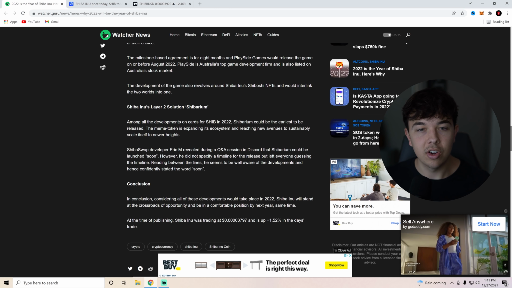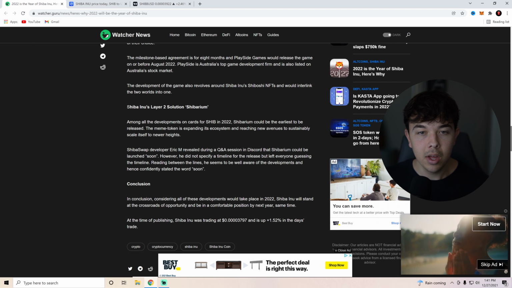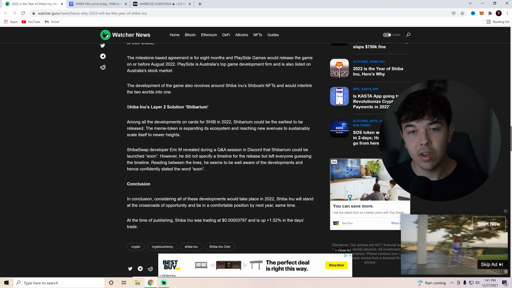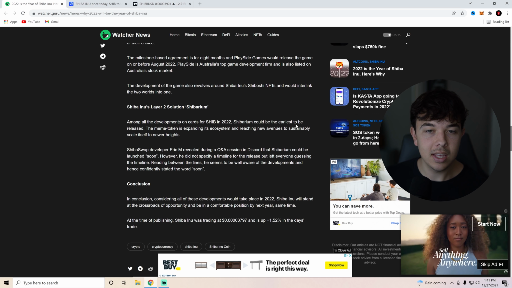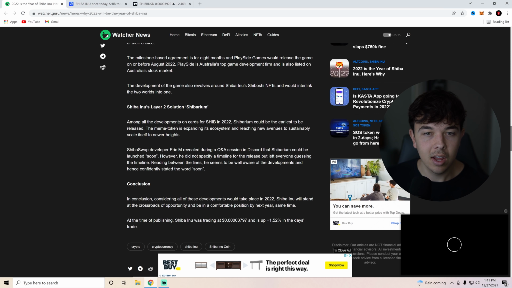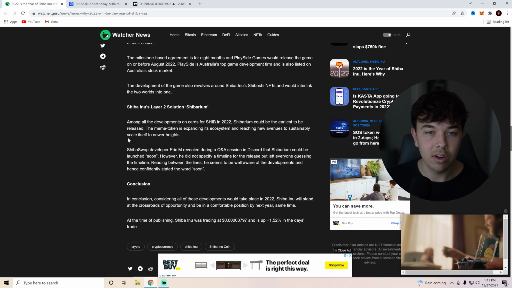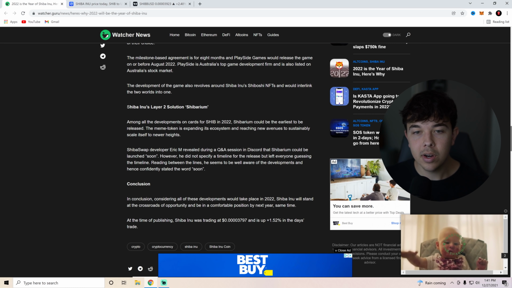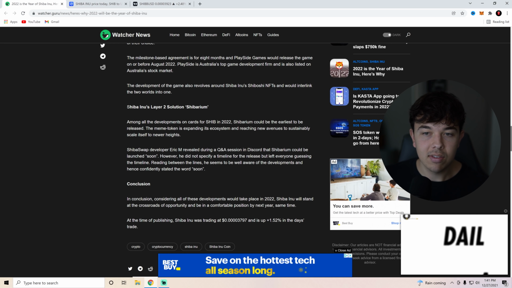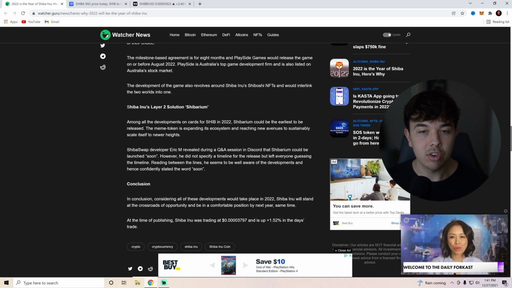And then obviously, this has already been brought up, but we are going to have Shiba Inu's Layer 2 solution, Shibarium, among all the developments on cards for Shib in 2022. Shibarium is going to be the earliest to be released. The meme token is expanding its ecosystem and reaching new avenues to sustainably scale itself to newer heights. ShibaSwap developer Eric M revealed in the Q&A session on Discord that Shibarium could be launched soon, but there is no specific timeline.